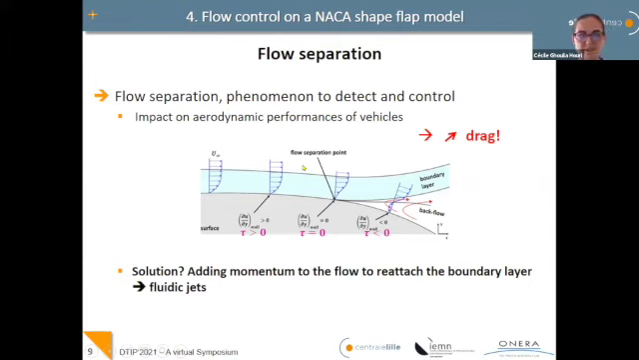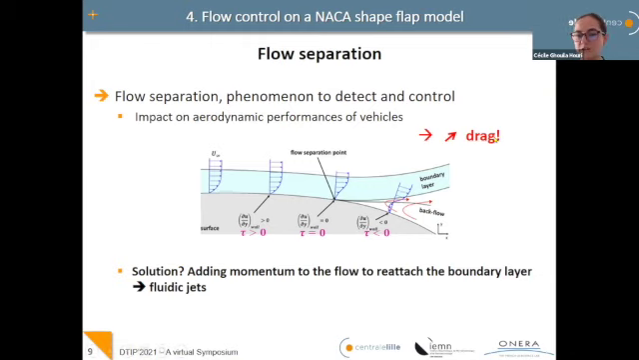And finally, I will present some experiments that we've done on flow control, and more precisely flow separation control. So what is flow separation? It's a phenomenon that occurs in vehicles, for example in aircraft during takeoff and landing. It can be very dangerous, and even when not dangerous, it sometimes increases drag a lot. So it's responsible for higher energy and fuel consumption.